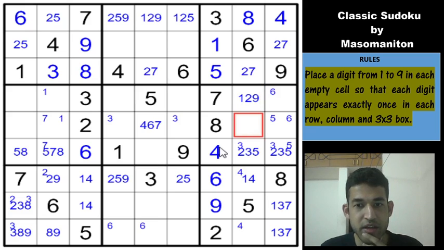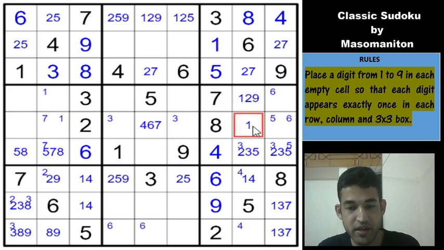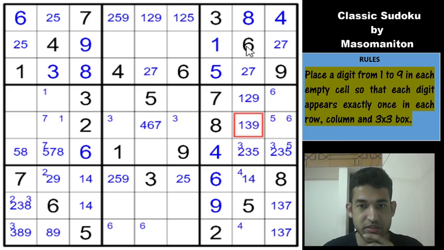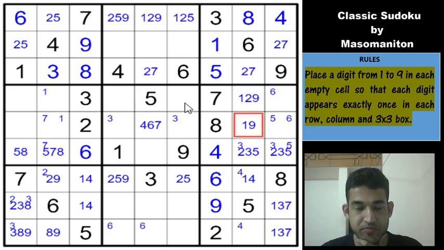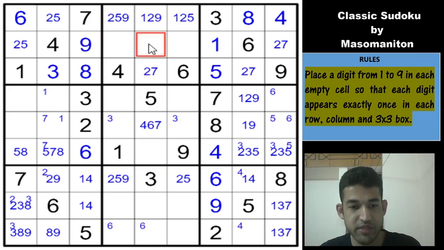And this cell cannot be 4, 7, 8, cannot be 2, 5 and 6, so this must be a 1, 3 and a 9. Okay, but we have a 3 pencil mark already here, which means this is not a 3, right? So this must be a 1 and a 9. So if I look at this cell, this cannot be 1, 4, 6 and 9, cannot be 3 and 5, so this must be a 2, 7 and 8.